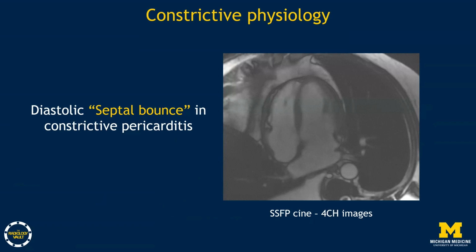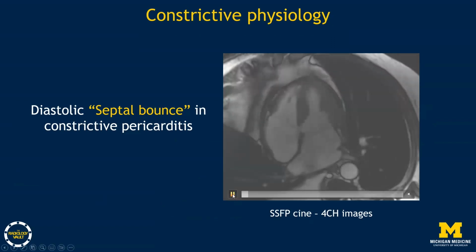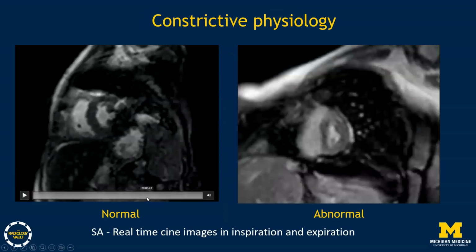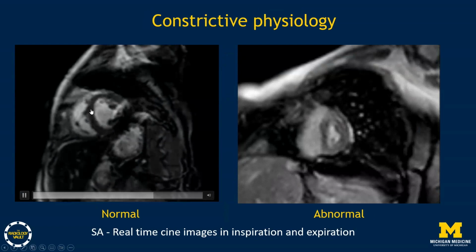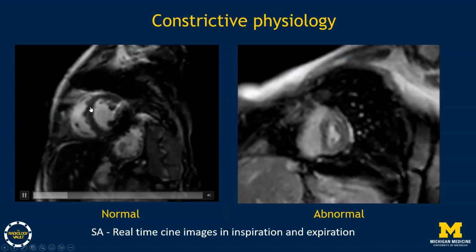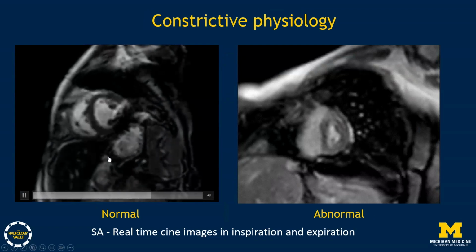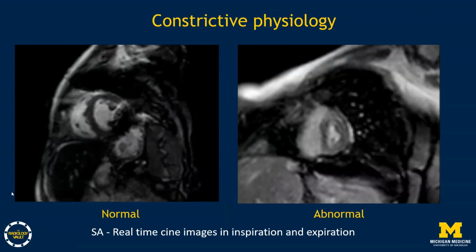This is a four-chamber cine image that shows septal bounce during systole. This is due to the increase in intraventricular pressure when the cardiac muscle relaxes against a stiff pericardium. This is short-axis imaging in both inspiration and expiration in a normal subject. Pay attention to the interventricular septum. It's convex to the right side, and it does not change its configuration in inspiration or expiration.